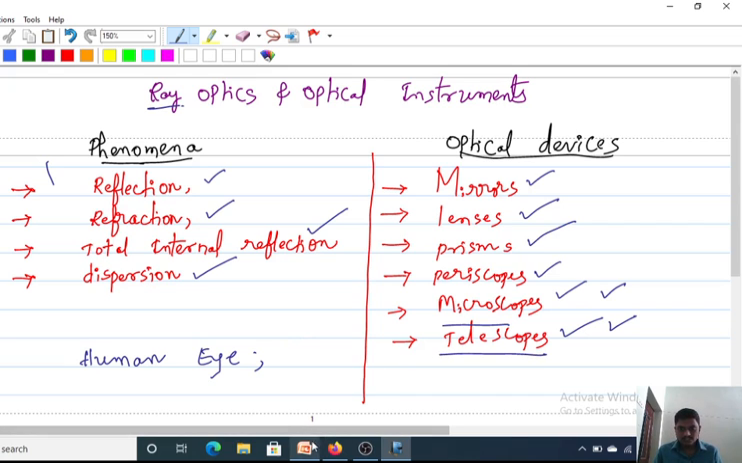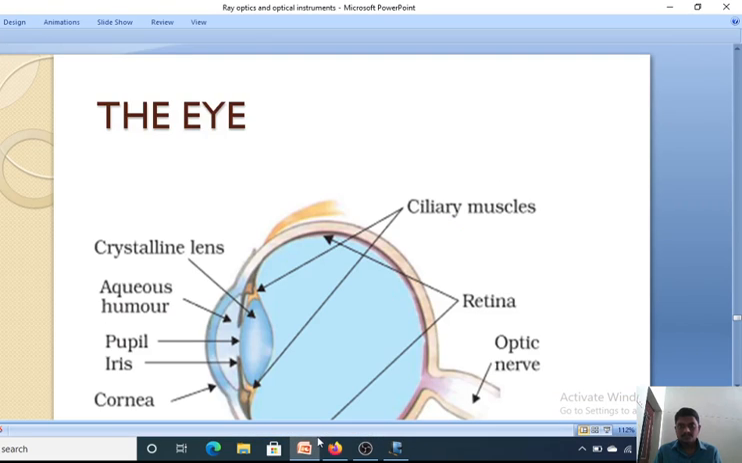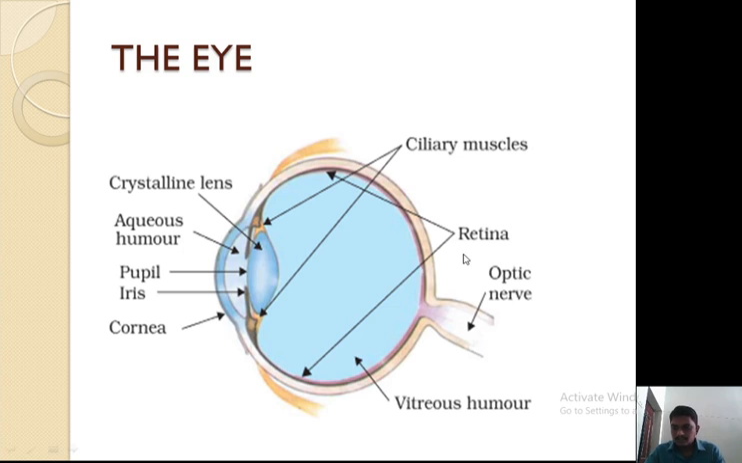Okay, now I'll start with the human eye. So here, see the structure of the human eye. It is almost in a spherical shape, but the front portion is sharply curved. Okay, the human eye is the most important sense organ. It's an important organ of a human body, and these are the different parts of the eye.